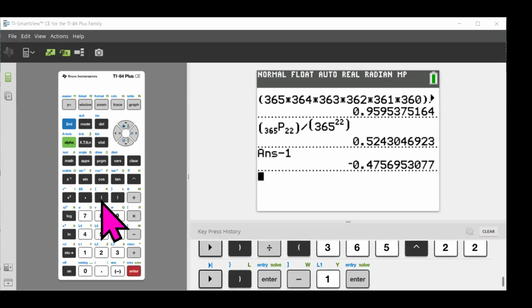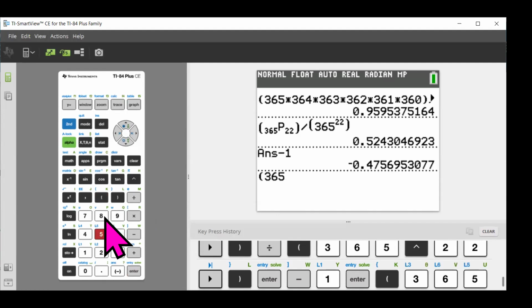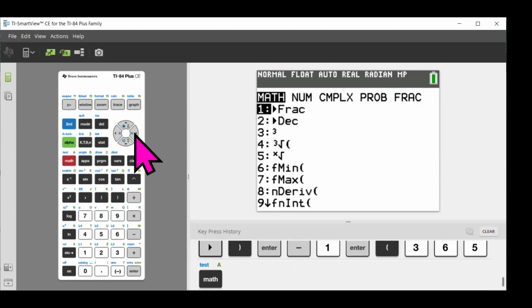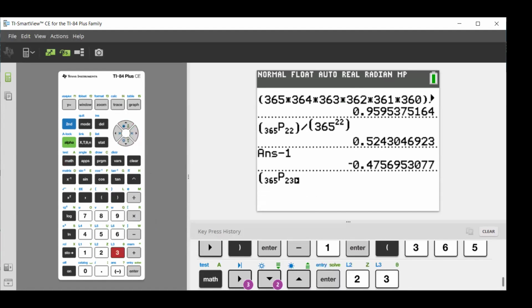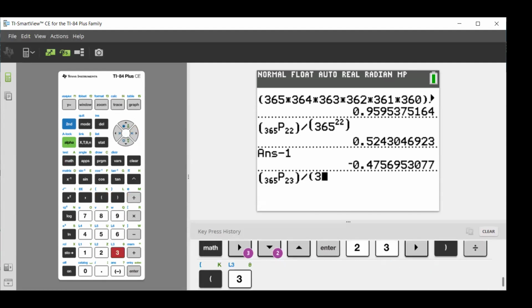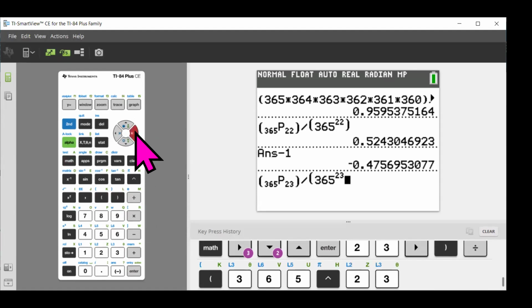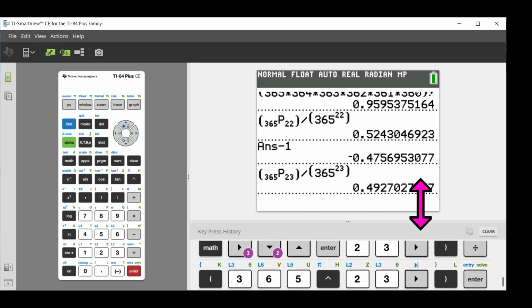This time, we're gonna use P365, 23, right? 365, and go to math, probability, nPr, 23 people, 23. Close that, that's the numerator, and divide that by the denominator, 365 to the power of 23. Close that. That probability is shy of half, right? So we should be able to answer that.